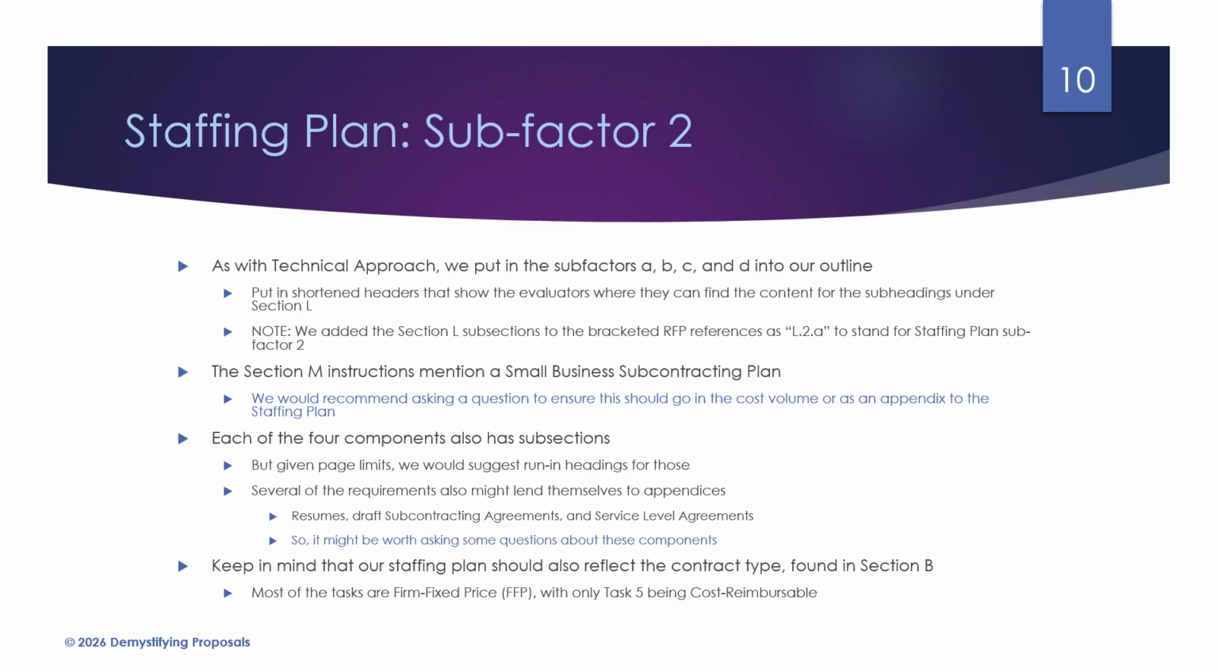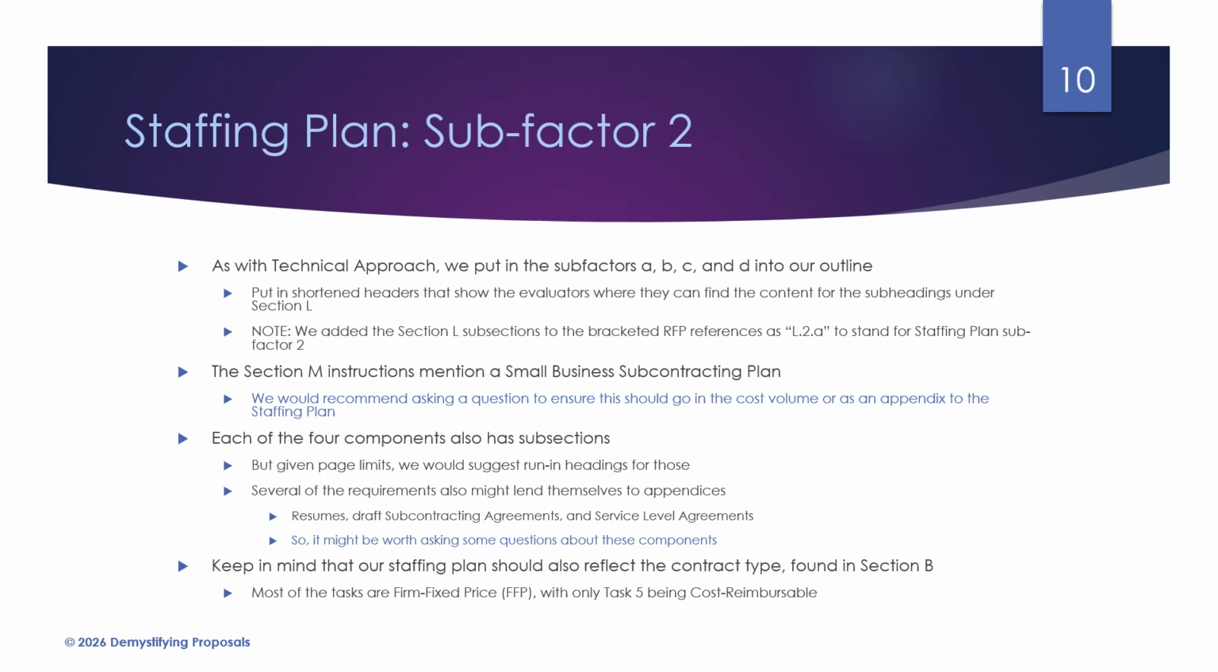Section M requirements, again, as we talked about on the previous slide, they mentioned a small business subcontracting plan. That might be something we want to ask a question about, because that usually goes in a cost volume. And then each of the 4 components also has subsections, but given the page limits, I don't think I would put in another level of numbered heading. I would just use running headings for those. That will save you some space.